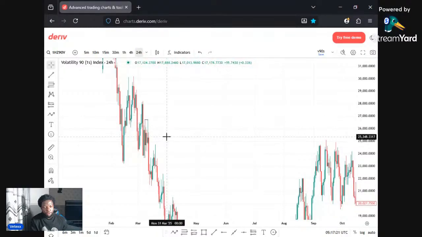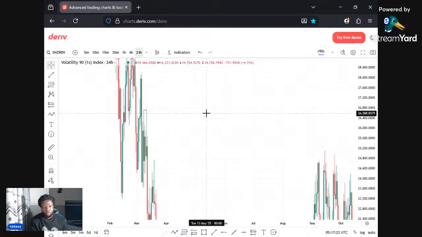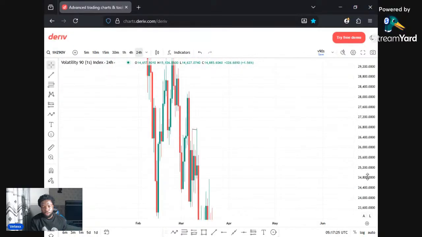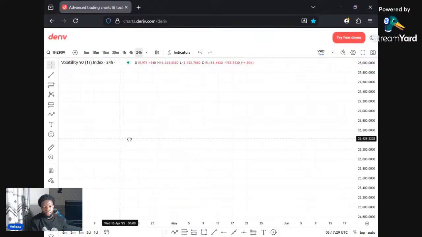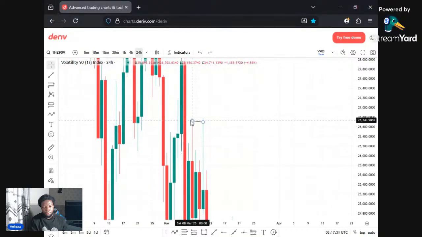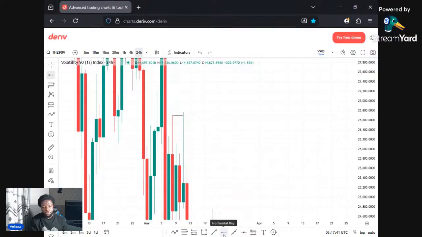We have a sweep here. Look at the sweep. Have a sweep of liquidity here. Remember, this is the 24-hour time frame. And then we have our protected high, which is here.